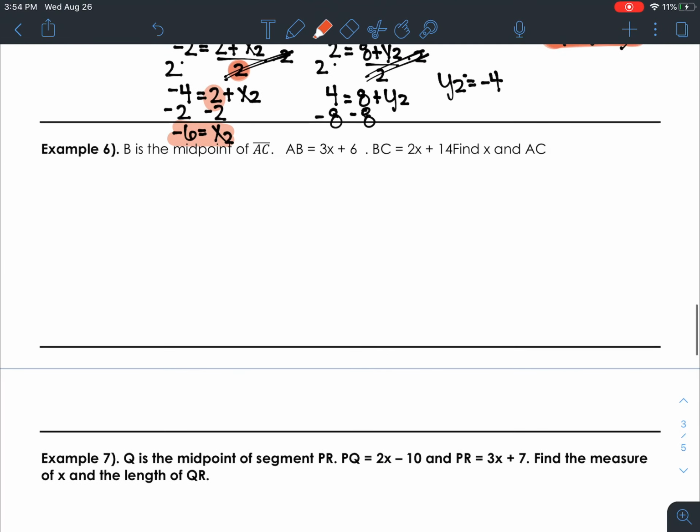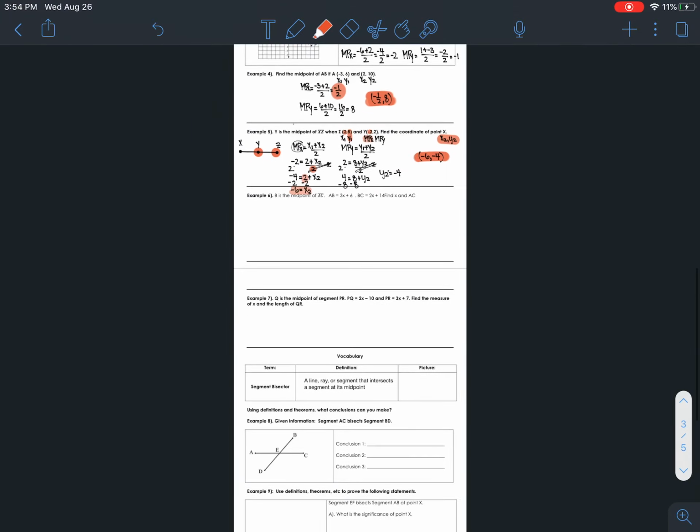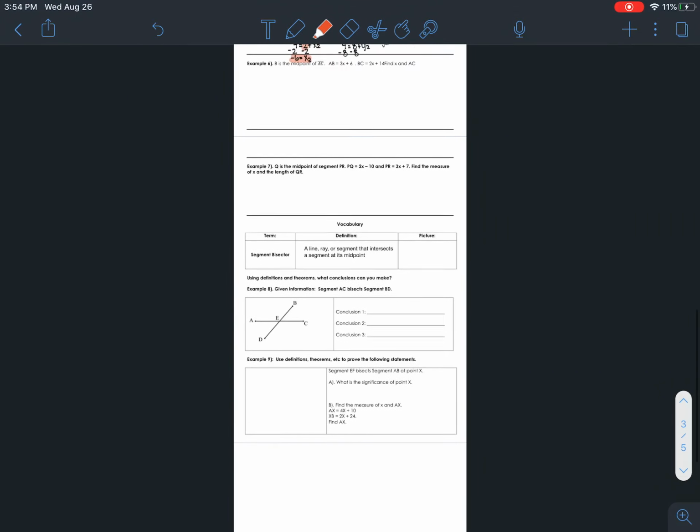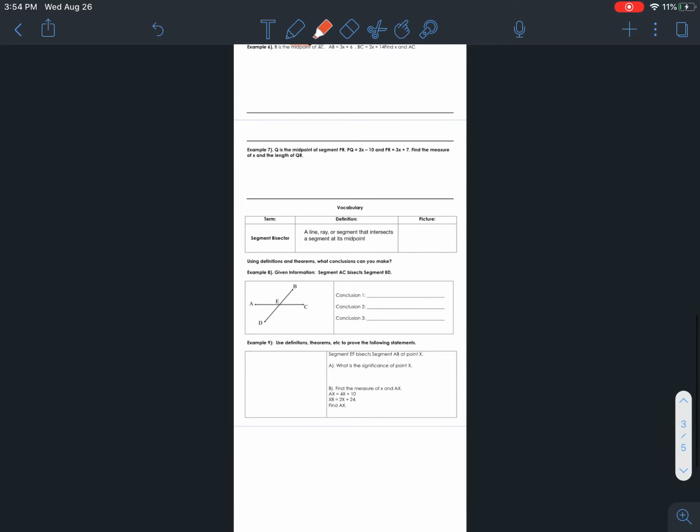All right, so I'm going to pause there, and we are getting really close, guys. I know it's really long, but there's a lot of good stuff.